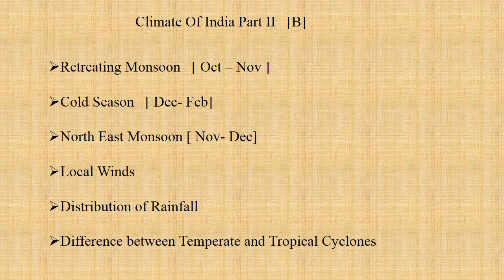Today, we are going to study the retreating monsoon, that is, October to November, when they blow, the cold season, which follows the retreating monsoon in December and February. And then we are going to learn the northeast monsoon that falls in November and December. Children, we are also going to learn the local winds, the distribution of rainfall, and the difference between temperate and tropical cyclones. Now let's go to the next slide.